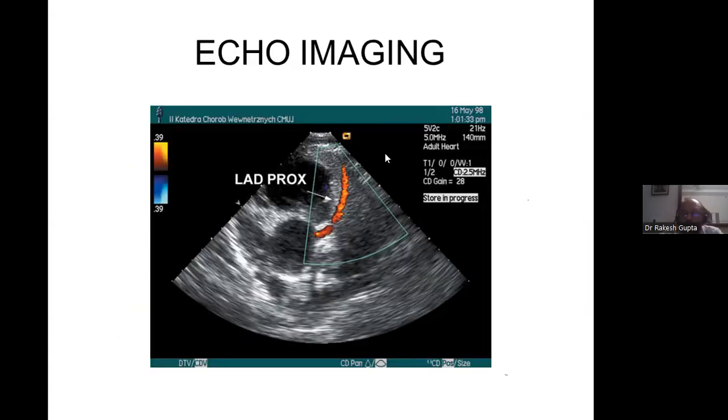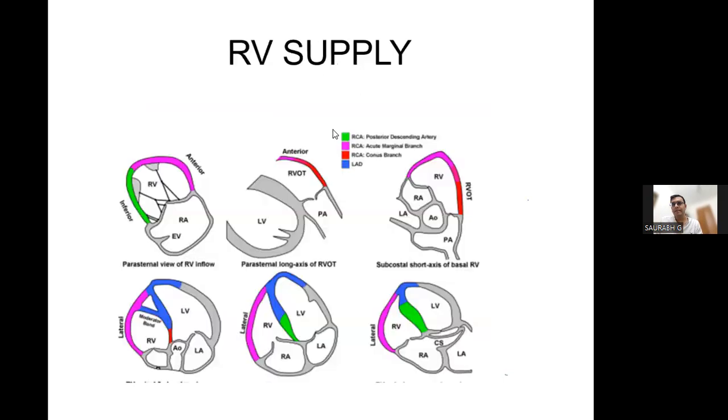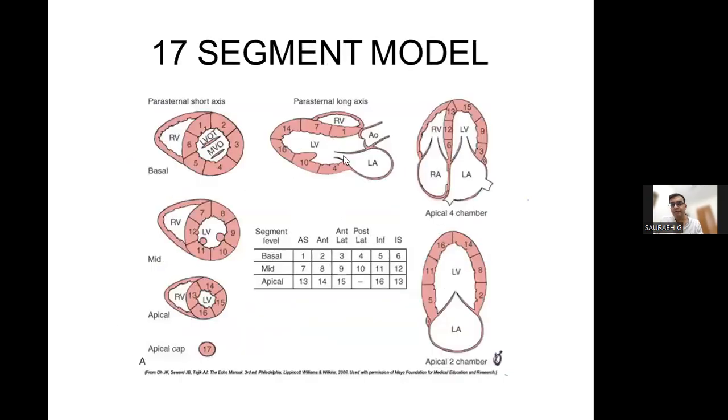Dr. Saurabh. Question by you, Dr. Saurabh. Hello. Yes, sir. I have a question. Yeah, go ahead, Saurabh. Ma'am, can you please illustrate briefly the territorial distribution in the parasternal short axis at the basal and the mid level? Okay. One second. You're talking about this model, right? Yes, ma'am.